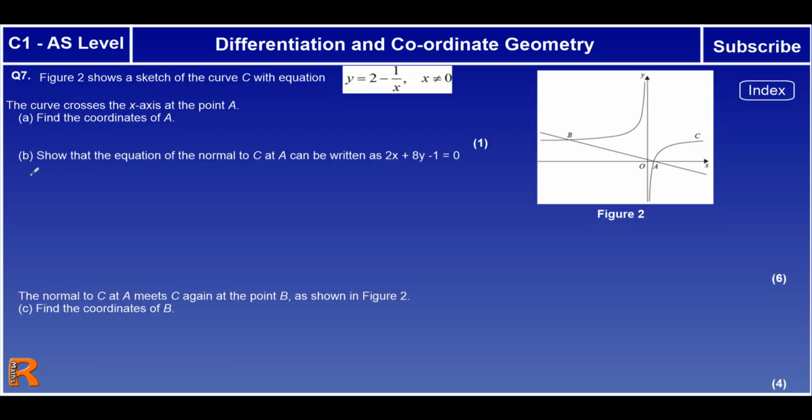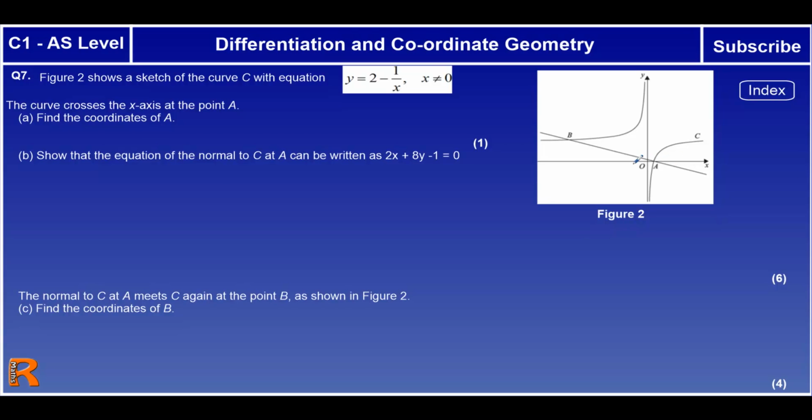Okay, here we have question 7. Getting near the end of this video now. We have this figure, which is the graph of this equation here. The curve crosses the x-axis at point A, so here, find the coordinates of A.